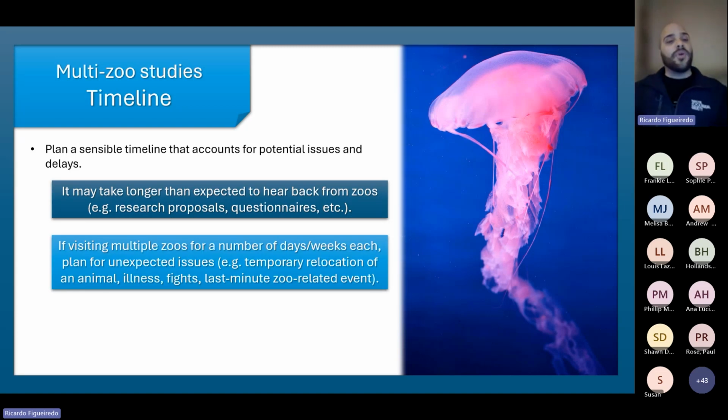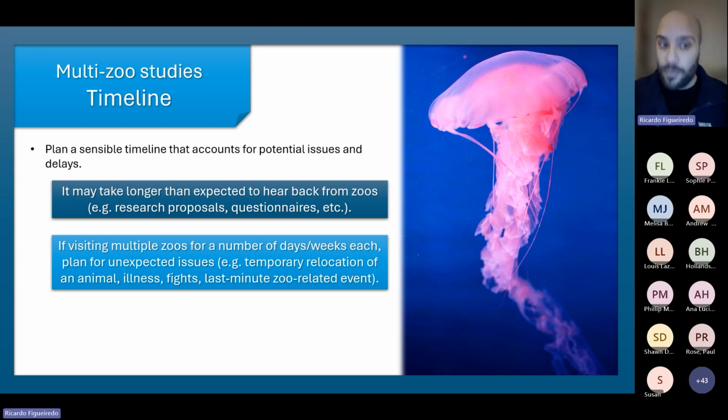If you're visiting multiple zoos, so if it's the kind of study where you have to physically visit a lot of zoos, for example, for behavioral data collection, then make sure that you plan for unexpected issues. So for example, if you're visiting many zoos for a period of time, and you need a week, 7 days of observations of an animal at each zoo, then if you need 7 days of data collection, don't just plan spending 7 days at that zoo.